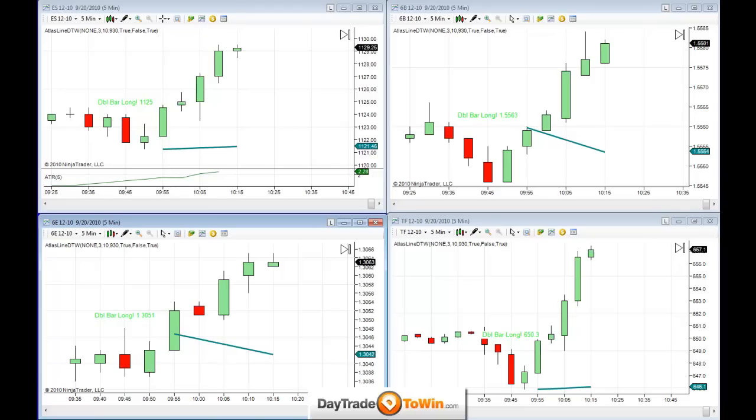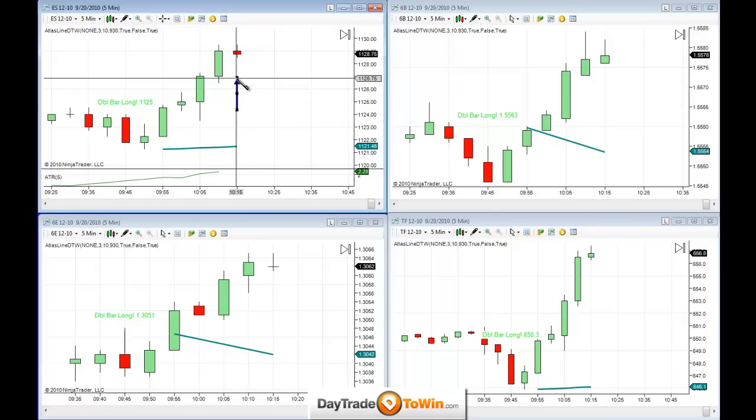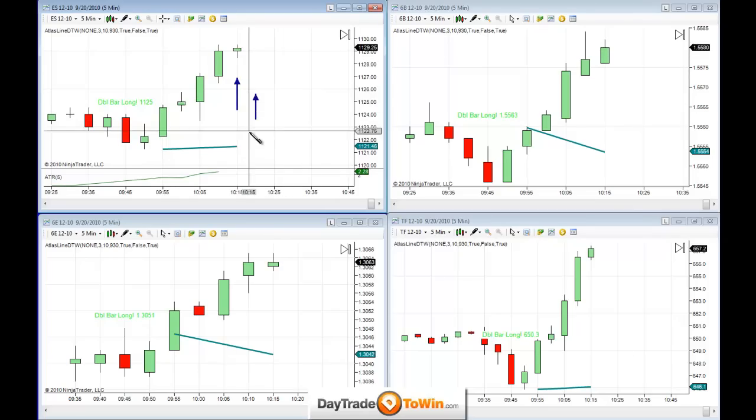And how do I do that? I do that by looking for a pullback as long as we are on the right side of the Atlas line, okay? As long as we are on the right side of the Atlas line, I'm looking for a pullback. And to me, a pullback is more than just one candle. I'd like to see, as an example here in the E-Mini, at least 2 consecutive bearish candles, and then the first green or bullish candle, meaning continuing in our direction, I want to take it long.